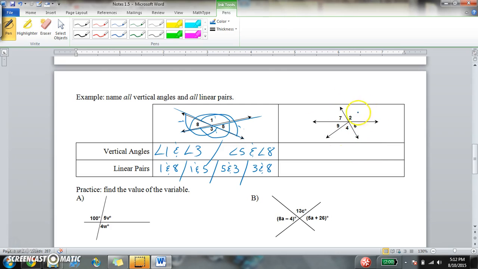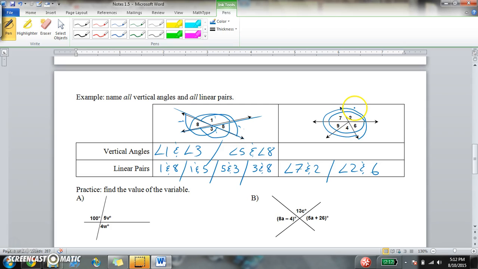Let's do linear pairs for this, and then we'll come back to vertical angles. So these two angles right here, angle 7 and angle 2, make a linear pair. Those make a straight line. And angle 2 and angle 6 also make a straight line. These three angles together right here make a straight line, as well as these three angles, 4, 9, and 7, make a straight line, but those are three angles together. In a linear pair, the word pair means two, so we only use two angles for a linear pair.